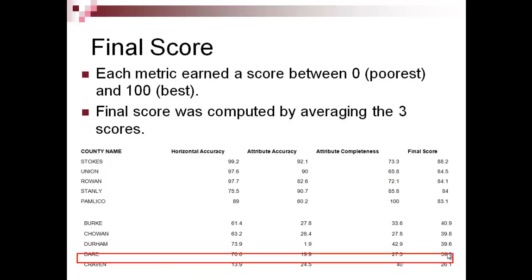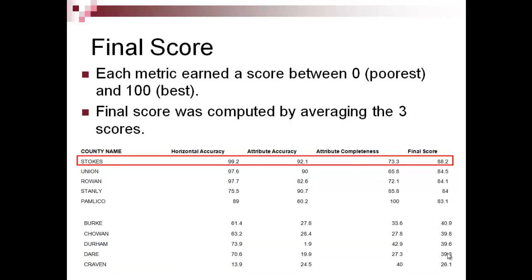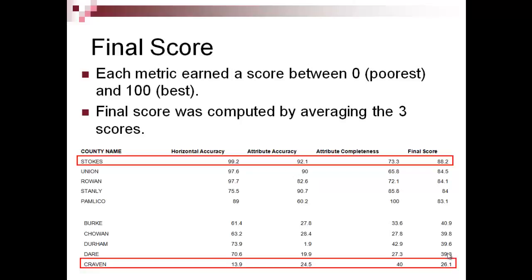I wanted to focus this on horizontal accuracy, and you can see for Stokes County, we averaged up the horizontal accuracy score, the attribute accuracy score, and the attribute completeness score to get a final score, which is just the average of the 3. You can weight them whatever you want, but the NCDOT just asked that they be equally weighted. So Stokes County had a score of 88.2, where the horizontal accuracy was 99.2, attribute accuracy contributed 92.1, and completeness contributed 73.3, all the way down to Craven County, where the horizontal accuracy earned a score of 13.9 out of 100. Attribute accuracy was 24.5 and completeness was 40.